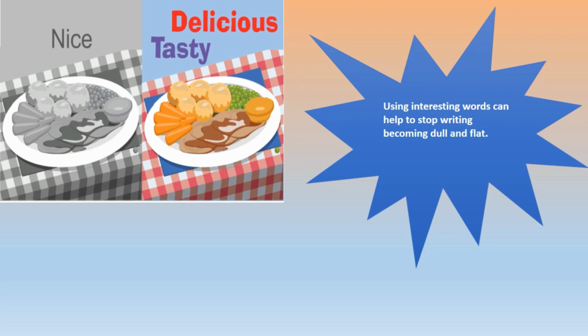As I said, using interesting words can help to stop writing becoming dull and flat. Now let's take a look at this picture. Nice can be replaced by delicious or tasty. Look at this sentence over here. The room was bright. So how do we make this sentence more interesting? By using descriptive language. The room was bright and a good smell of the cool breeze hung in the air. So we have tried to make this more interesting by using some description in it.